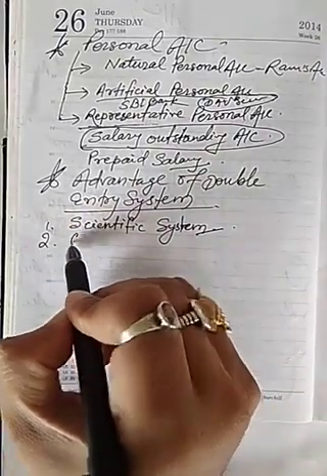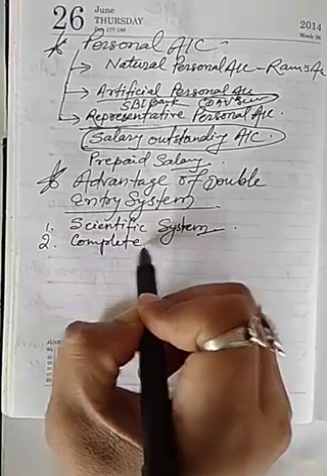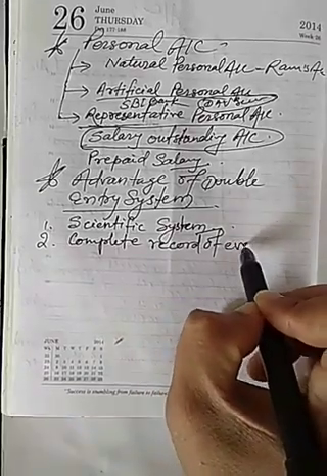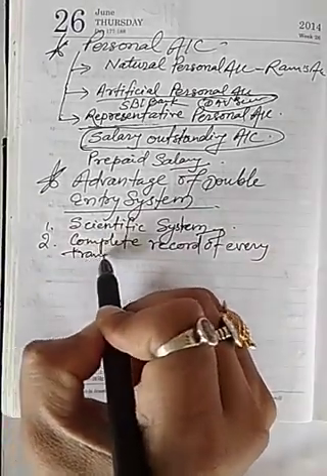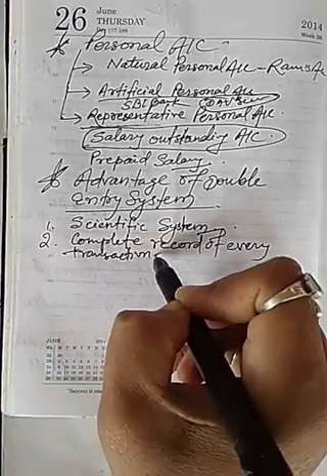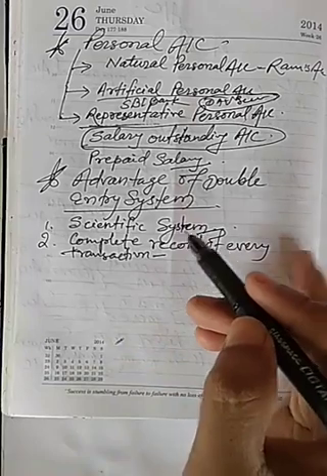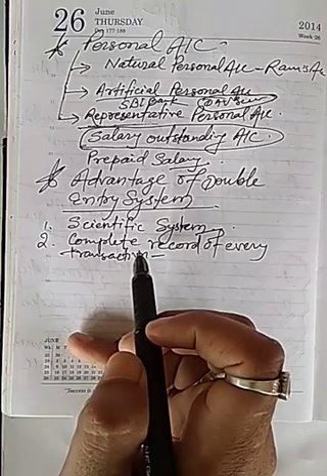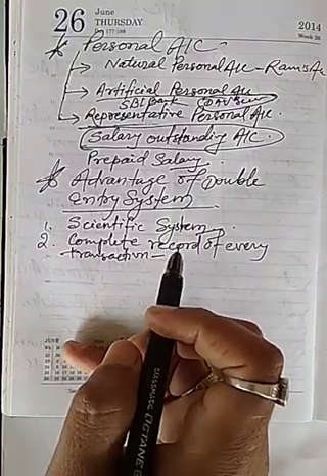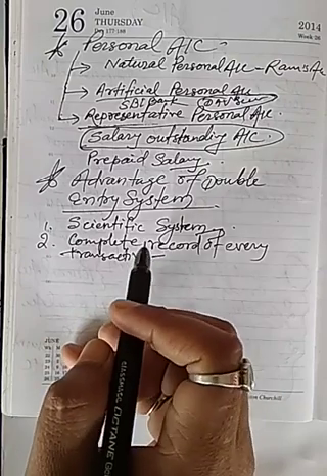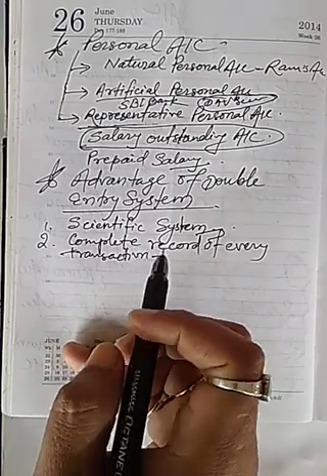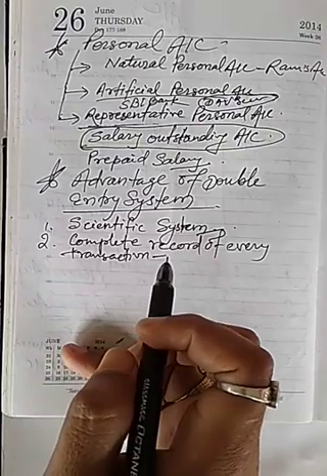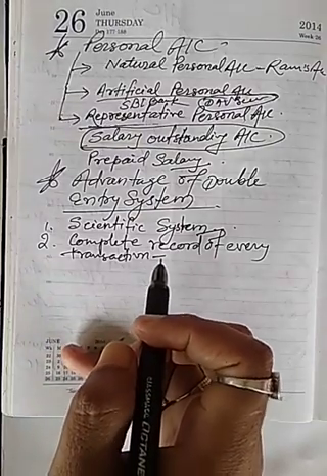Second advantage is a complete record of every transaction. In double entry, all the transactions are divided into three parts: personal, real, and nominal account. Both the debit and credit aspects of transactions are recorded in these. Hence, the complete record of every transaction is maintained in this system.